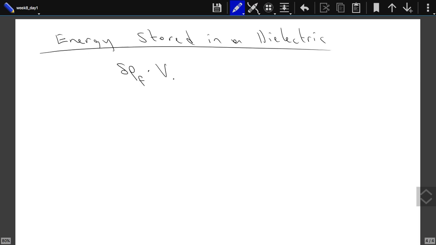By this much. So I bring a very small delta rho f of the free charge. There's already a potential in the system. Let me call it V. And then I have to do this for all the charges. Integrate over all the volume. Well, I will also add this 1 over 2. Do you remember where this 1 over 2 comes from?